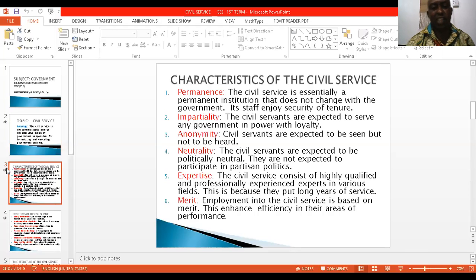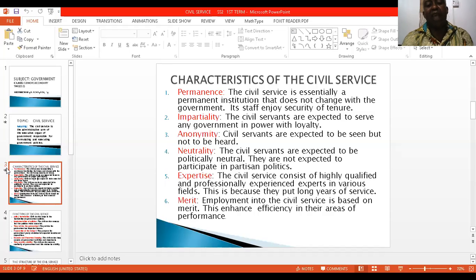We discussed the characteristics. We call it the features, the attributes of the civil service. We mentioned permanence. We say that government may go or change, but the civil service remains the same. They enjoy security of tenure. We talked about impartiality. We discussed that they must be loyal to discharge their duties, not by eye service. Loyalty must be there. You humble yourself, do your work very well, as unto the Lord, not as unto men, because you are doing it for yourself. One day, maybe your turn will come to be in the position to supervise others.